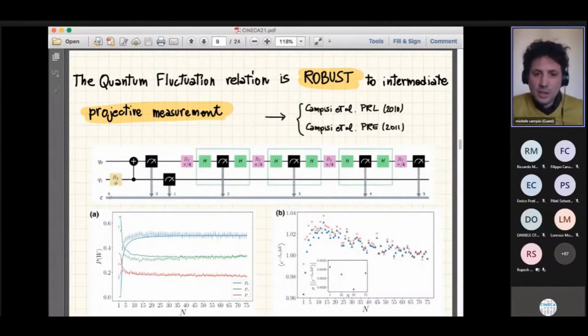actions. And here on the bottom right, you see our data, experimental data for the average exponentiated work, both with our ancilla-assisted method and the standard method provided by IBM, and it works very well.